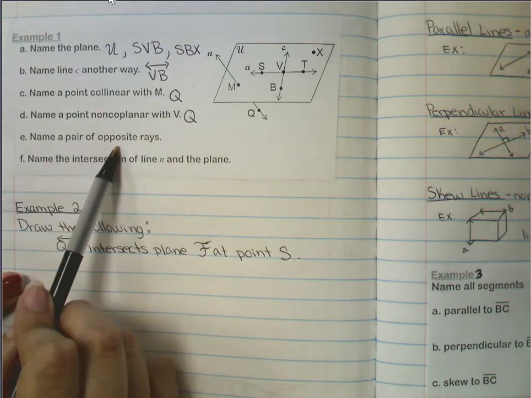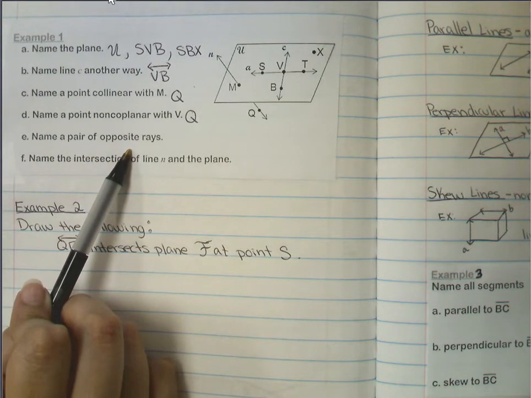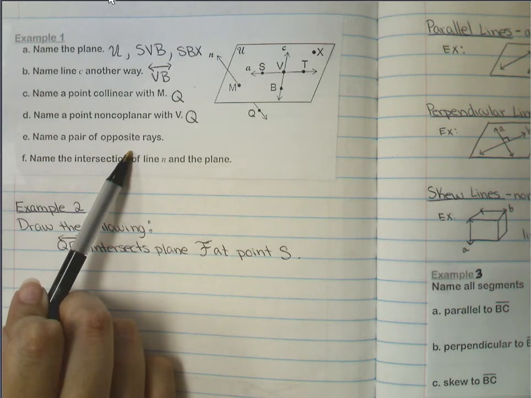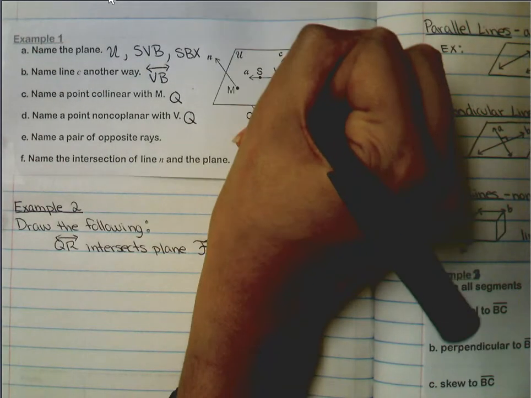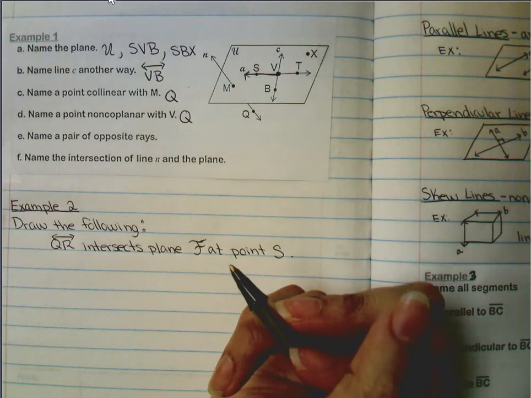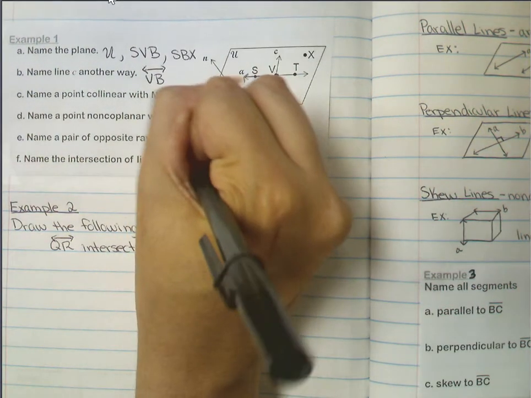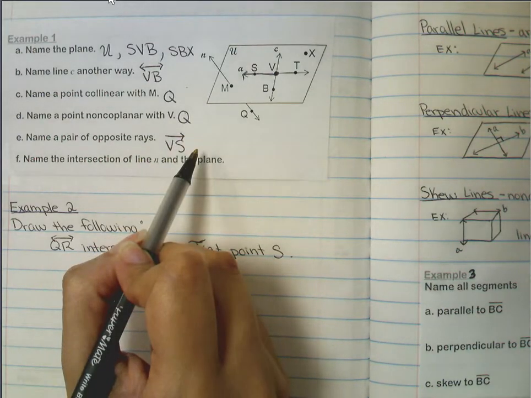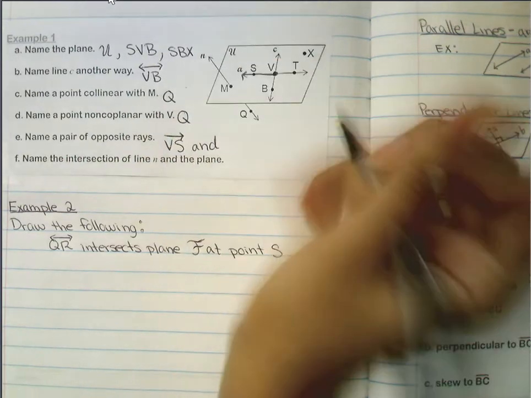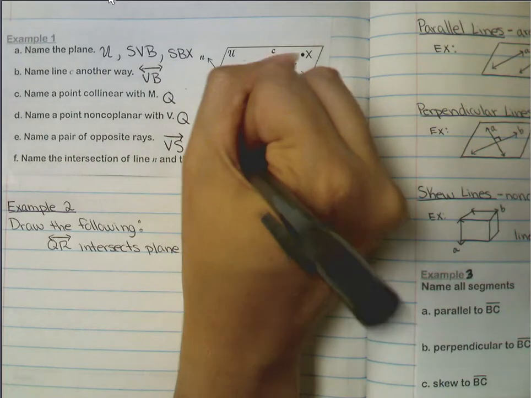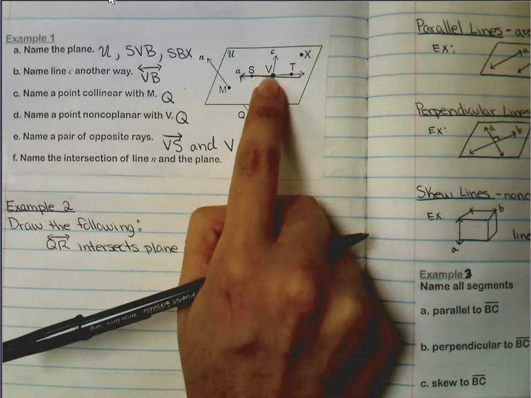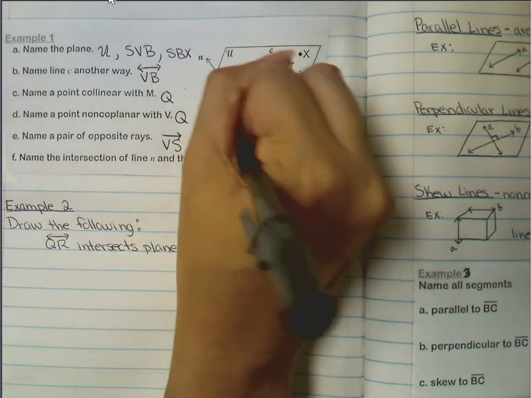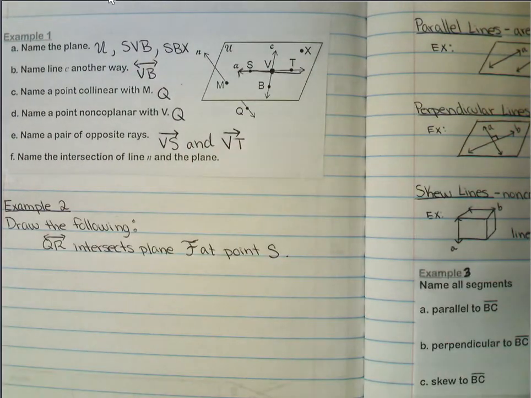E says name a pair of opposite rays. Remember, for opposite rays, they need to have a common endpoint, and they need to point in opposite directions. So the only one I can use for this one is going to be VS. That's one ray. The symbol is always going to be an arrow that points to the right, always to the right. And VT. So you have to start with the point that they have in common. They both have the point V, that's where they start. So you have to start with that one, and then you follow with the other point, so T. So those are opposite rays.